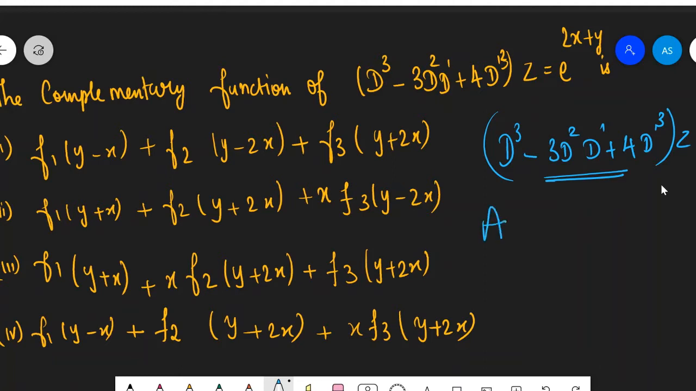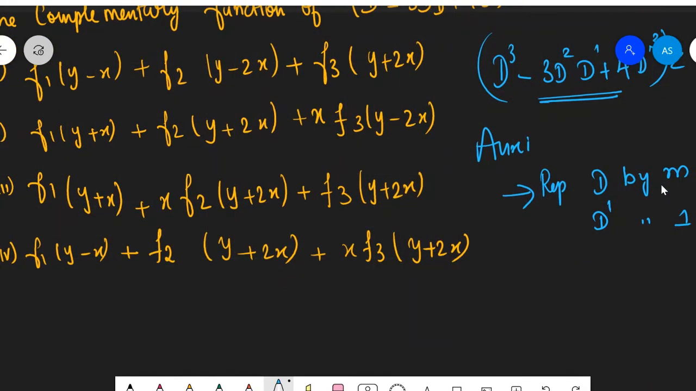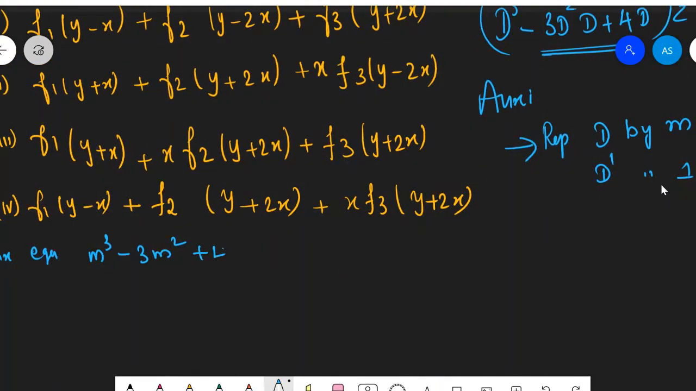So first we need to find auxiliary equation. What is auxiliary equation? For finding the auxiliary equation, replace d by m and d dash by 1. This is the procedure for finding the auxiliary equation. So here auxiliary equation is m cube minus 3m square plus 4 equals 0. So here this is a cubic equation.